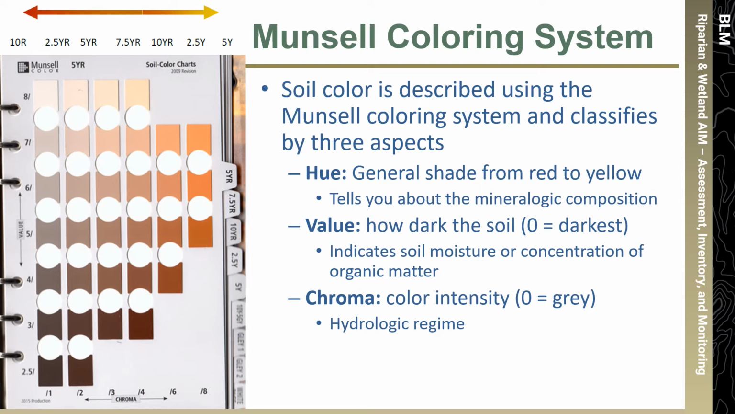Next, the value tells you how dark the soil is, with 0 being the darkest. Value changes vertically on a color page. Finally, the chroma indicates the color intensity, with low chromas having gray tones and high chromas having the brightest tones. These change horizontally across the page. Color is usually said as hue value over chroma. So this color, for example, would be called 5YR 5/8.